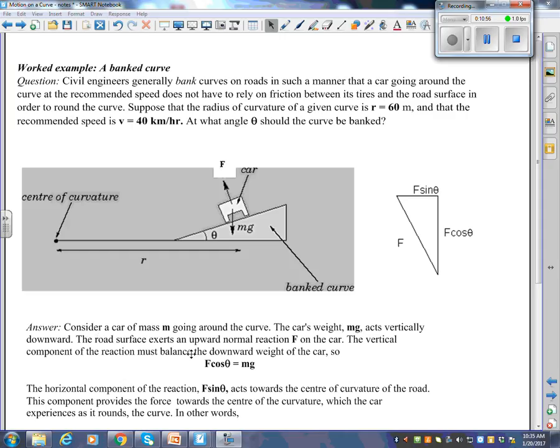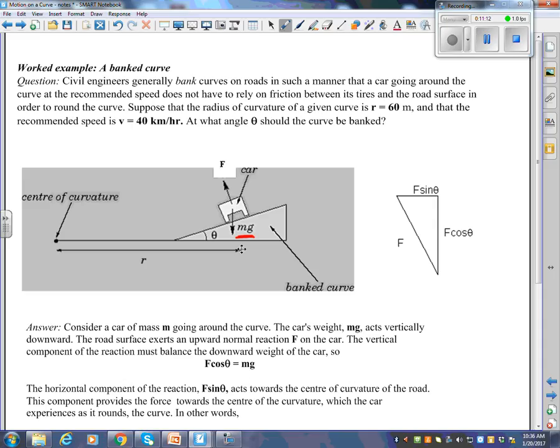Consider a car of mass m going around a curve. The car's weight mg acts vertically downward. That is this right here, right? The road exerts an upward normal force F on the car. The vertical component of the reaction must balance the downward weight of the car. So F cos theta is equal to mg.